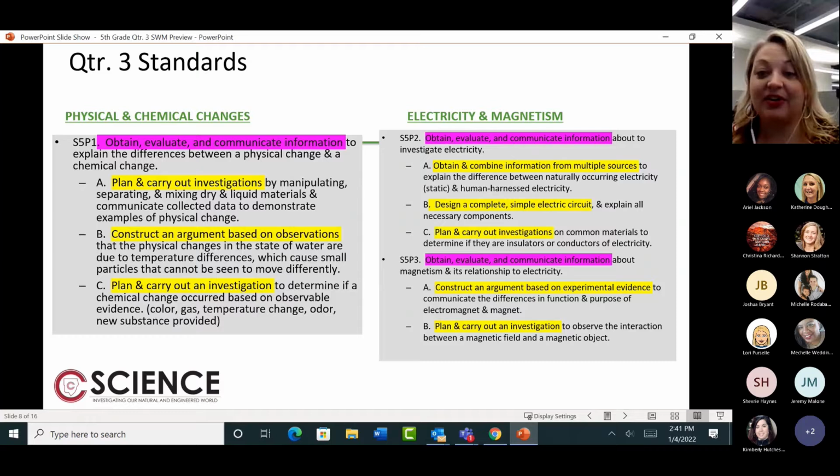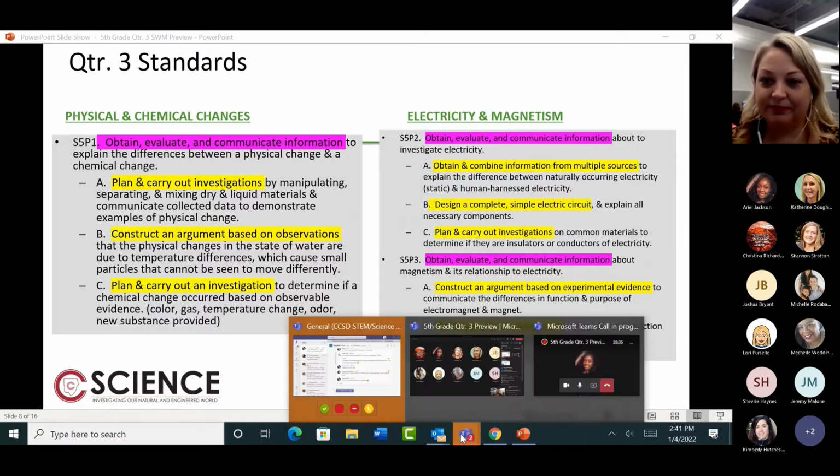B is plan and carry out an investigation to observe the interaction between a magnetic field and a magnetic object. This is kind of unpacked to the simplest form as well. We want them hands-on, interacting between a magnetic field and a magnetic object. When I think about this, I think about the Woolly Bully little iron shavings that we used to play with. I think I used to always get them at Cracker Barrel or something like that. So this is an example of an investigation that you could do with that.